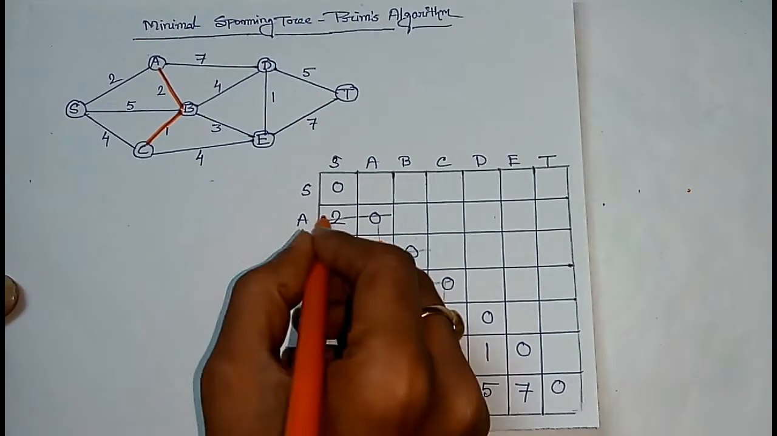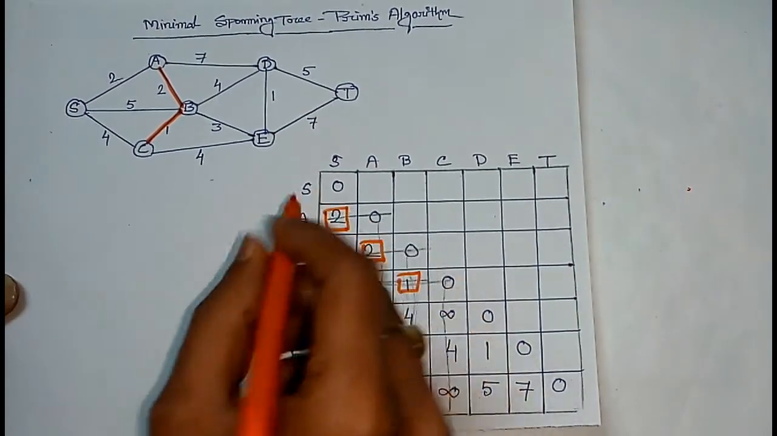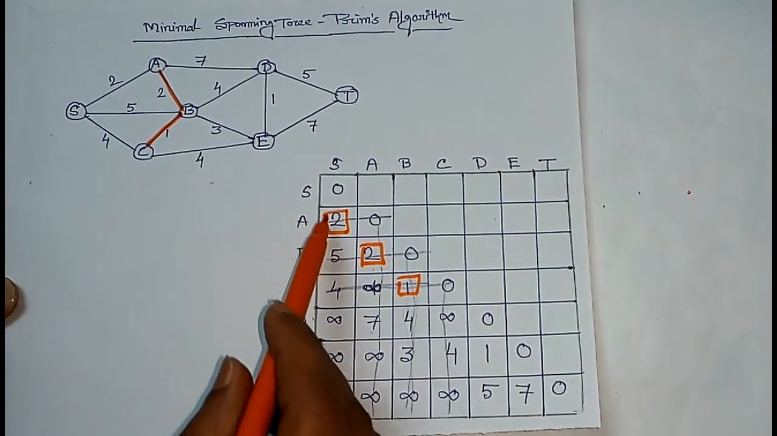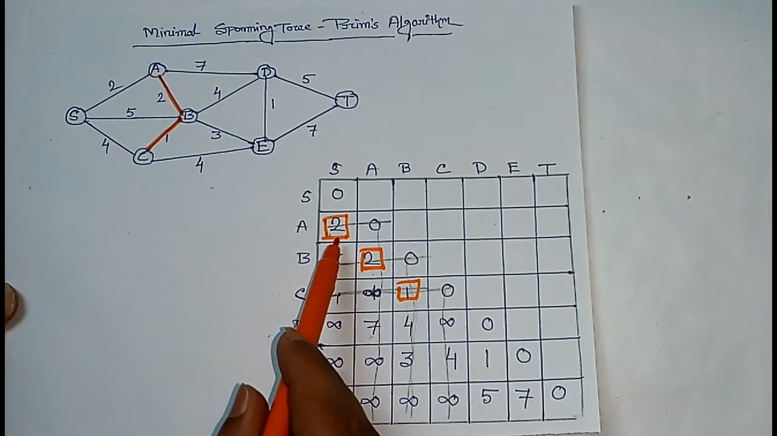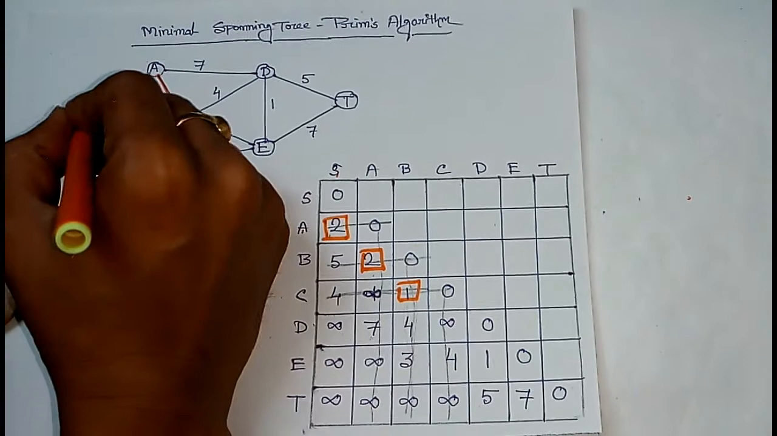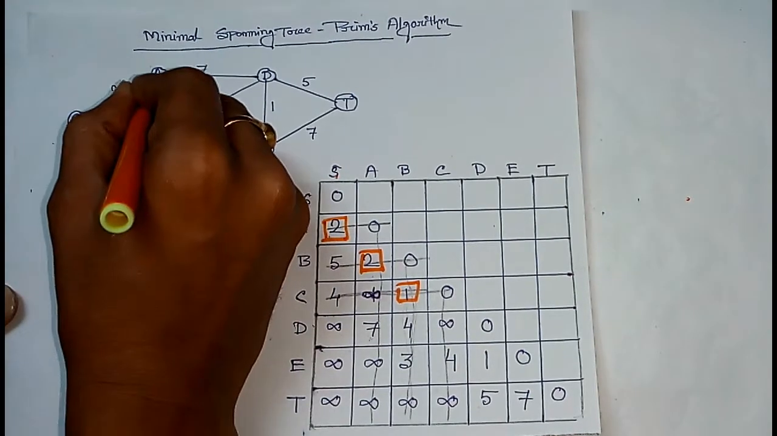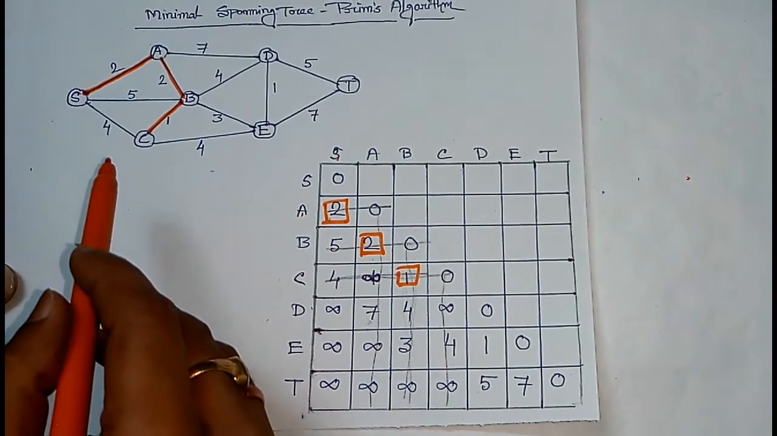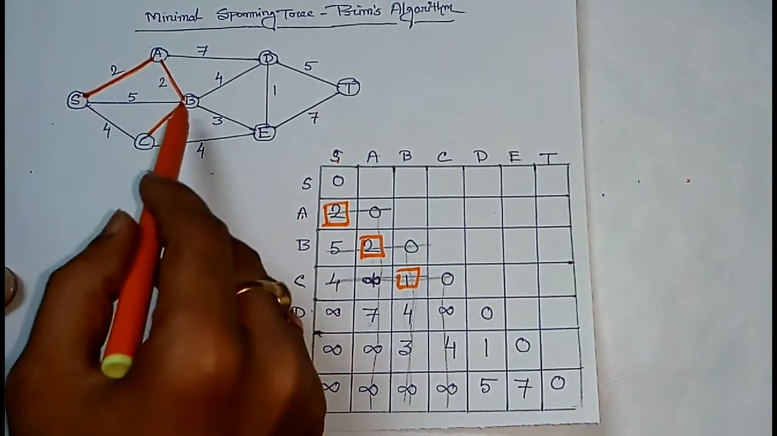Hence we shall pick this element 2, and this element appears in the row of A and in the column of S. That means we have to add one edge between A and S. So we are adding one edge between A and S. Next we shall consider these 4 vertices S, A, B, C.